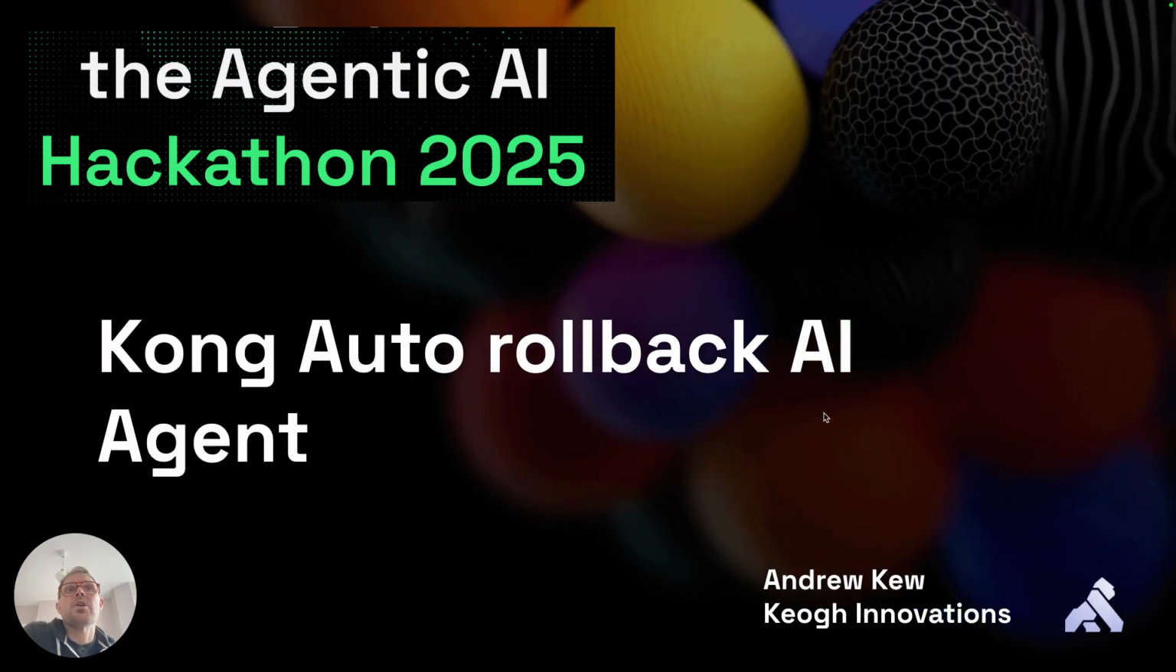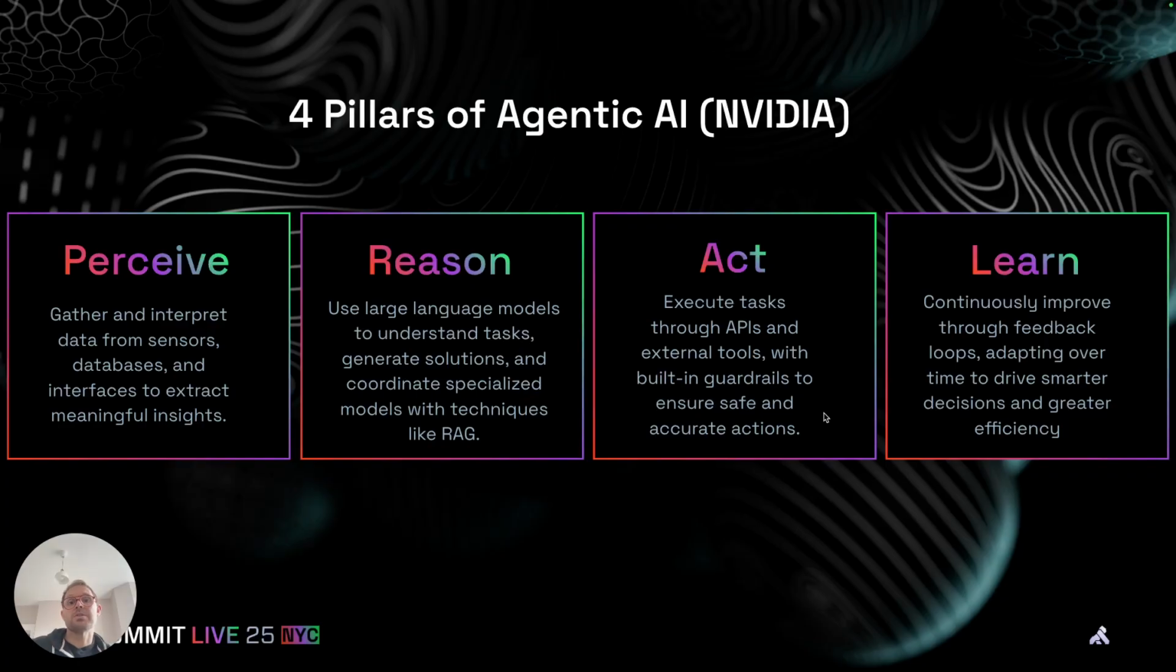To start off, I thought it's worthwhile talking about the theme for this year's hackathon. I went to a definition by one of the big players within the AI space, NVIDIA. NVIDIA say that agentic AI is made up of 4 pillars: perceive, reason, act, and learn. Perceiving is gathering and interpreting data from different sources, sensors, databases, and extracting some meaningful thoughts from that data.